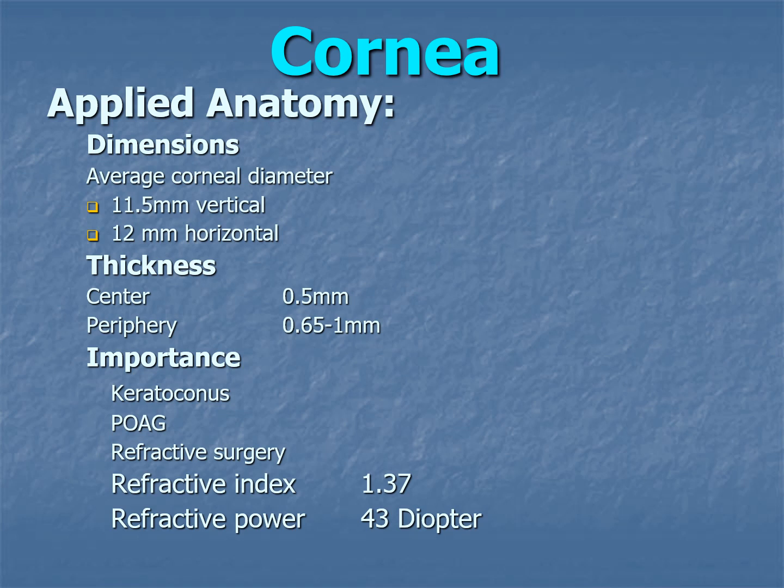The refractive index of the cornea is 1.37 on average, and the refractive power of the cornea is 43 diopter. So the cornea is a component of the converging system of the eye, and the total power of the converging system of the eye is about 60 diopter. Out of these 60, a major portion is contributed by the cornea, that is about 43 diopter.